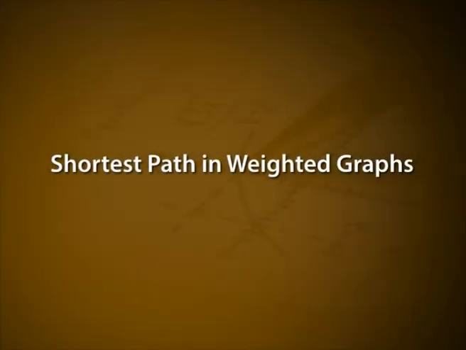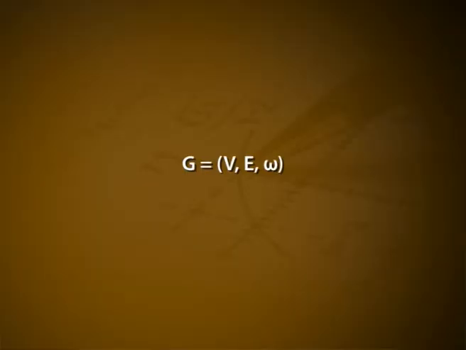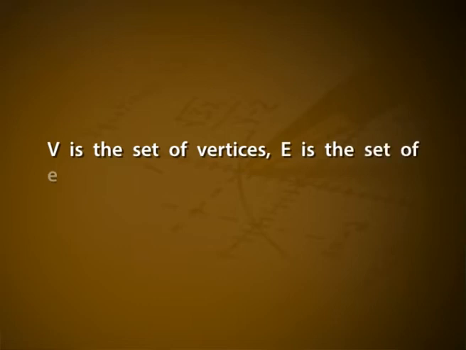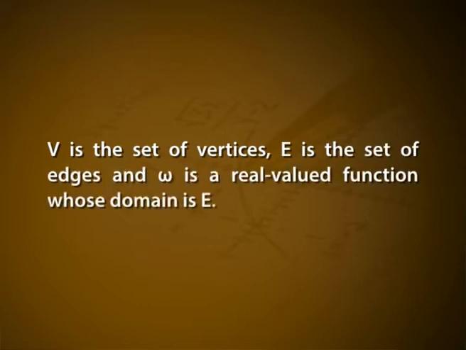Shortest path in weighted graphs. A weighted graph can be considered as a triple G = (V, E, W), where V is the set of vertices, E is the set of edges, and W is a real valued function whose domain is E. If U and V are two vertices, then W(UV) denotes the weight of the edge joining U and V.